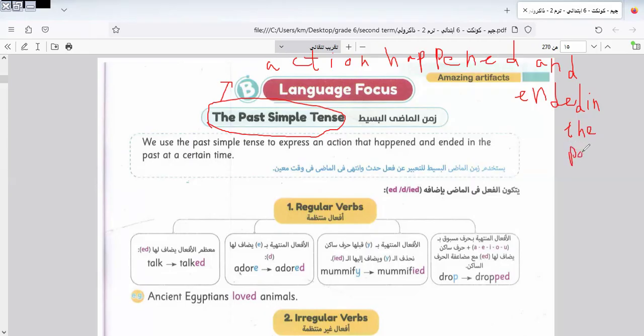I would like you to concentrate and pay attention with me. Why? Because I would like to revise, and I would like you to pay attention with me when I explain this lesson again. Okay.